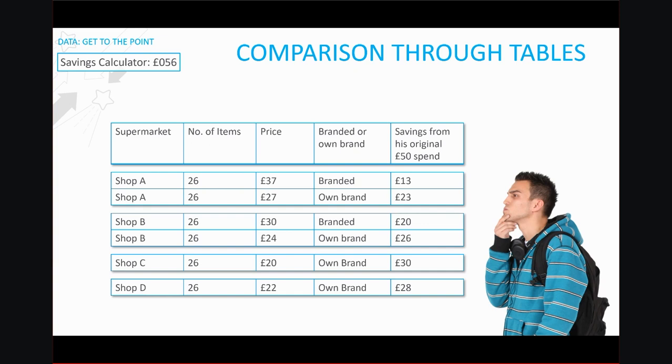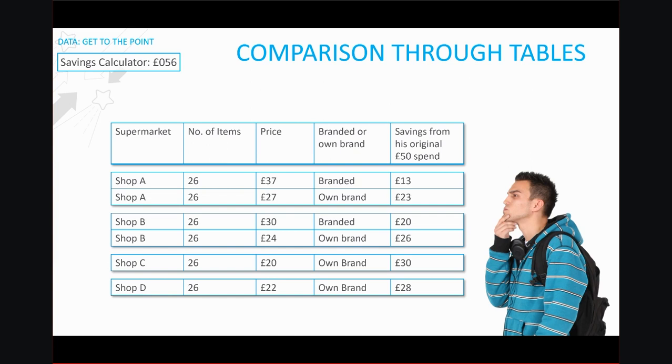So, he uses the branded versus non-branded as well as the supermarket as his independent variable. That means what is changing. And he keeps the control variable as the number of items. The control variable is what he's keeping the same. He then measures the price based on this and uses the price as his dependent variable because he's measuring it.